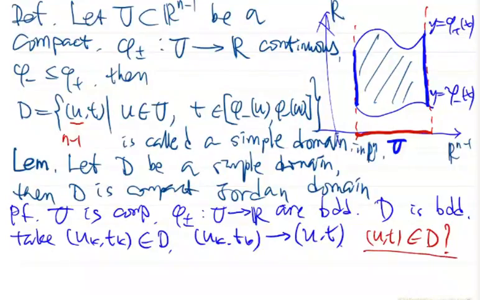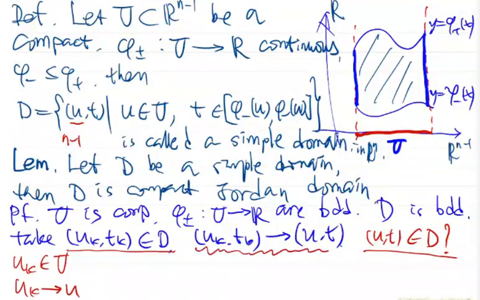Why does (u, t) belong to D? To prove D is closed, we need (u, t) to belong to D. (u_k, t_k) belongs to D means that u_k belongs to U, and u_k converges to u because (u_k, t_k) converges to (u, t). But U is closed. Our U is also compact, that is, U is bounded and closed. So this implies that u belongs to U.